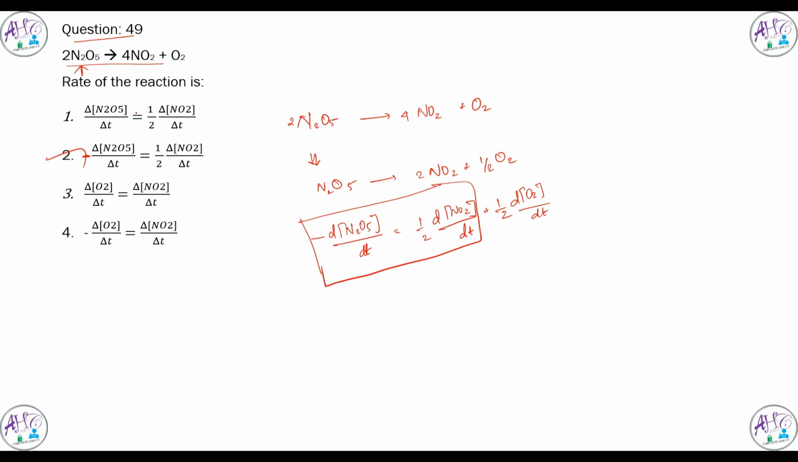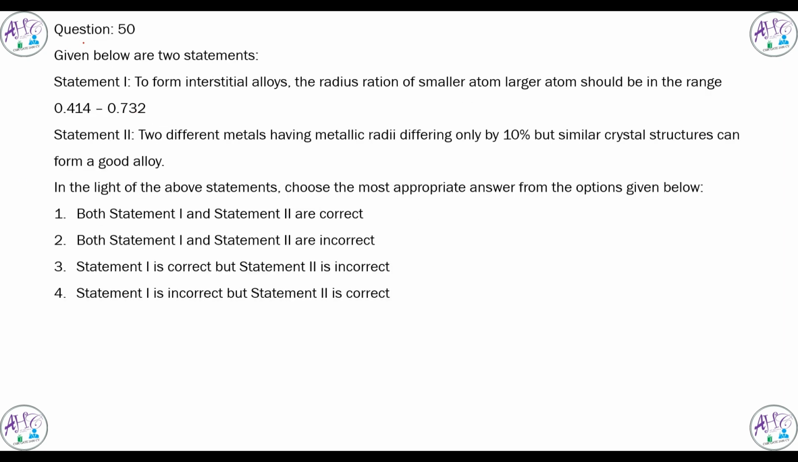Okay, this is important. 50th question. Again, a statement based question. To form interstitial alloys, okay, this is a straightforward question again. To form interstitial alloys, the radius ratio of smaller atom and larger atom should be in the range 0.414 and 0.732. So this can be shortly remembered as root 3 minus root 2 minus root 3. This is a correct statement.